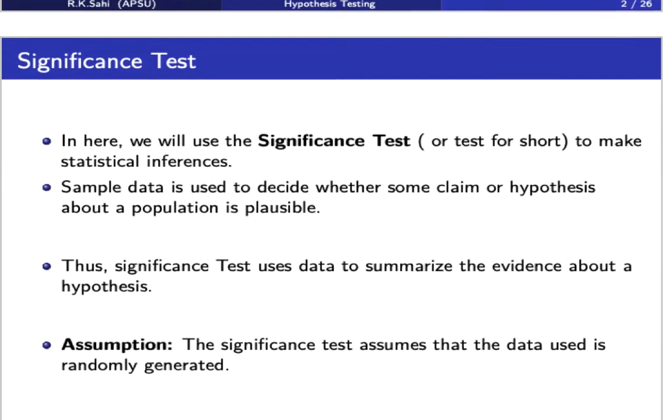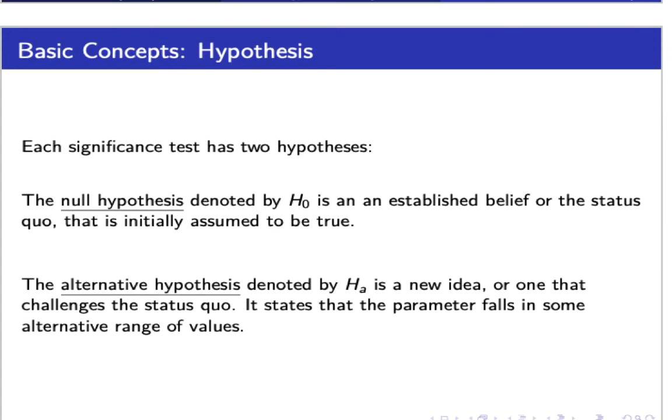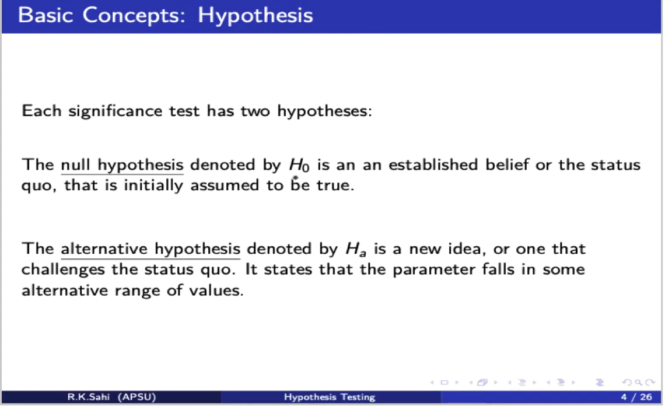So remember, a significance test is basically used to make inferences to decide whether some claim or hypothesis about a population is plausible. And we use data to summarize this evidence, with the most important thing being that the data we are using is randomly generated. Remember, the hypothesis is of two types: the null hypothesis and the alternative hypothesis. The null hypothesis we always assume is going to be true. The alternative hypothesis is challenging the status quo.